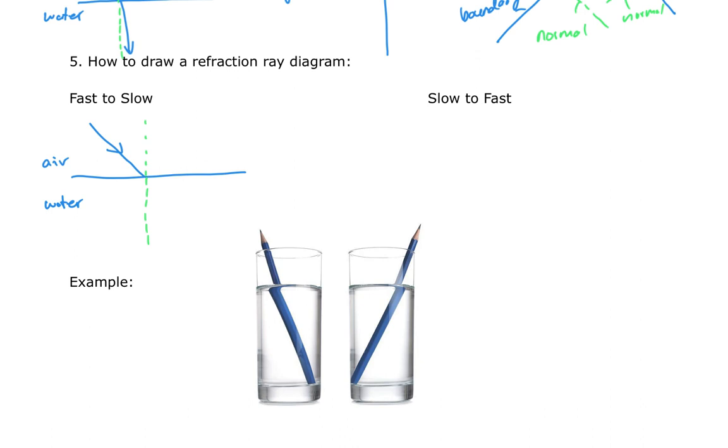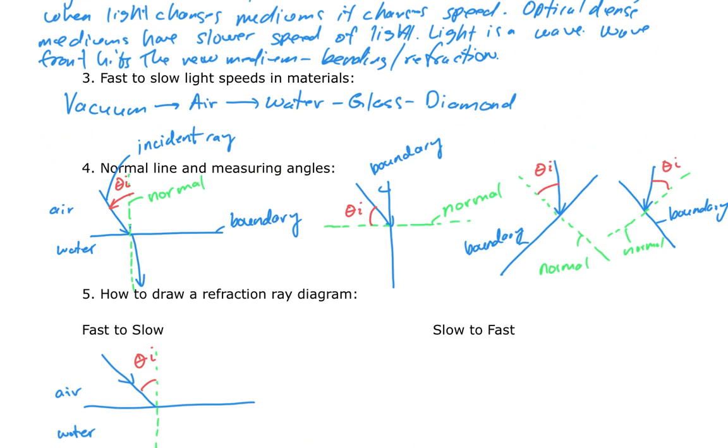And then I could go ahead and label my angle. This is my theta incident, okay? Now, the key for this is knowing that when we're going from a fast medium to a slow medium, in this case I am, because I know air is faster than water. So we talked up here about how the speed of light changes in different materials. I know the vacuum is the fastest, then air, then water, then glass, then diamond.